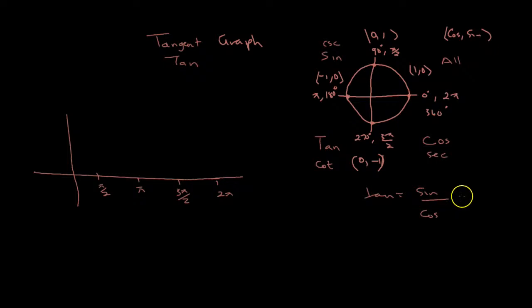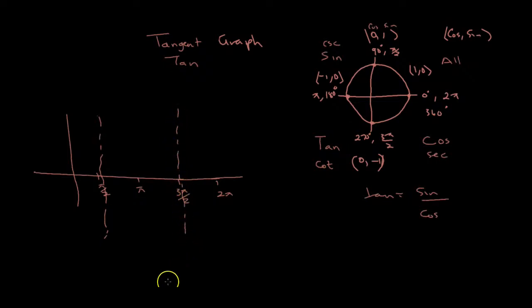So what that tells me here, if I look at this right here, 90 degrees, remember, this is cosine and this is sine. This is 1 over 0. Sine over cosine is going to be 1 over 0, which is undefined. So we're going to have an asymptote at pi over 2. We're going to have another asymptote right here at 3 pi over 2.